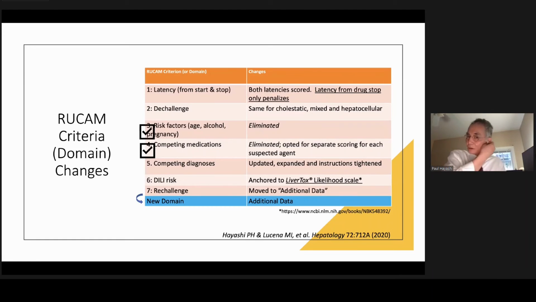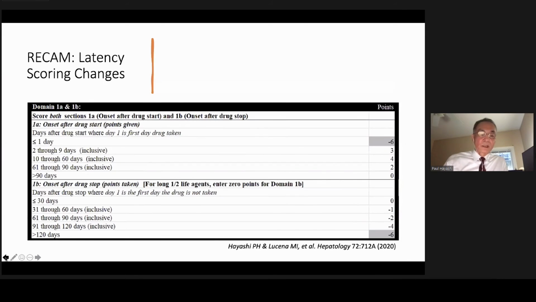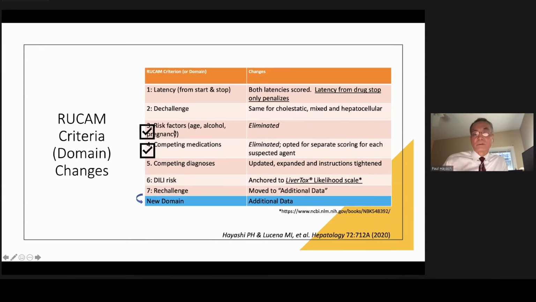Well, at this point, these are the major changes. This is the old RUCAM. As I said, there are 7 criteria. We changed things, latencies, which I'll show you details on. But the other big change was, if you remember, there were some factors that we weren't clear had biologic plausibility. Well, it turned out, yes, they fell out. They were early on in the modeling. They did not contribute to causality compared to expert opinion. So criteria 3 was eliminated.